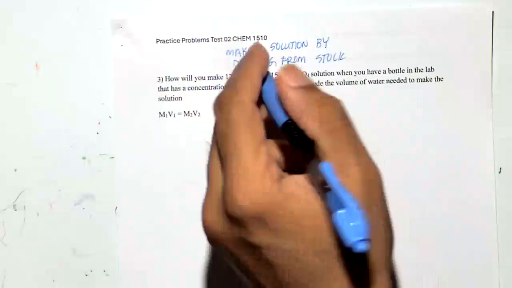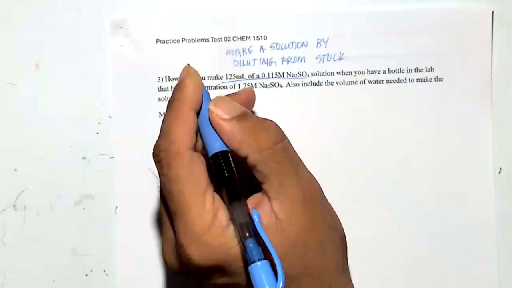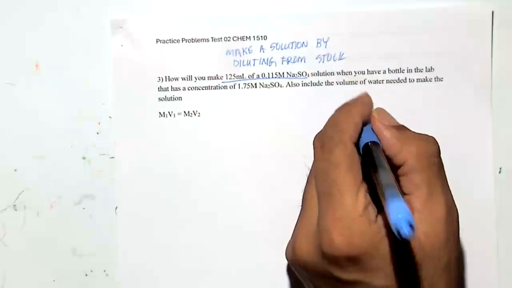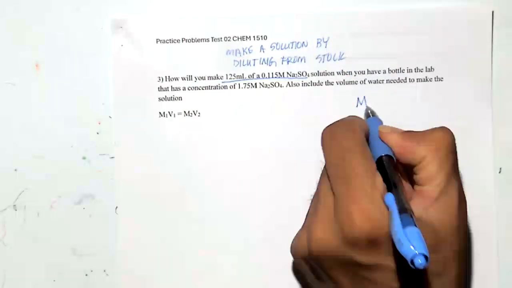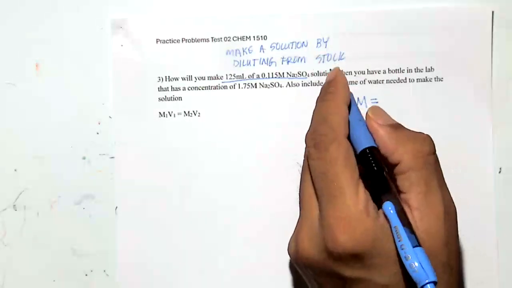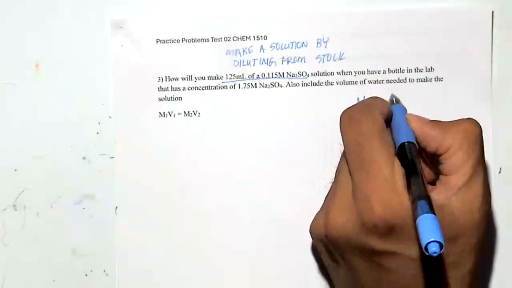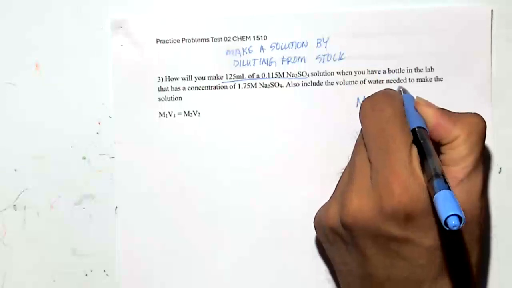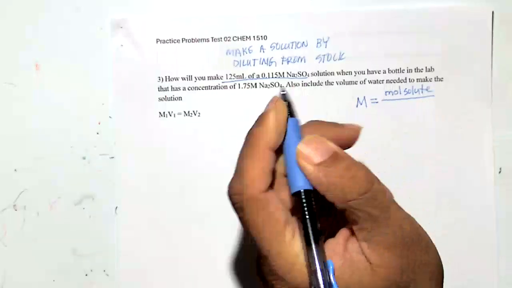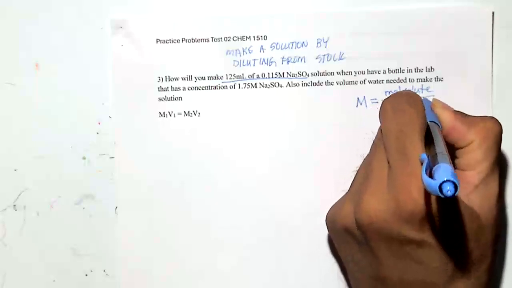All right, so this is practice problem number 3. How will you make 125 ml of a 0.115 molar solution of Na2SO4? By the way, on the exam, let's just sidetrack for a little bit. What are the units of molar? If that was a multiple choice question, what would you write? It'll be what over what? Moles per liter is right, but let's be more specific than that. Moles of solute over liter of solution.